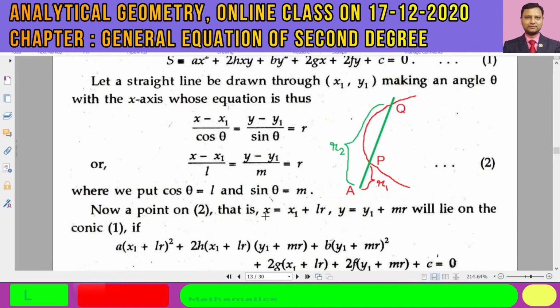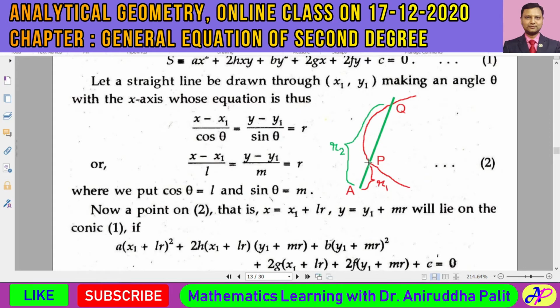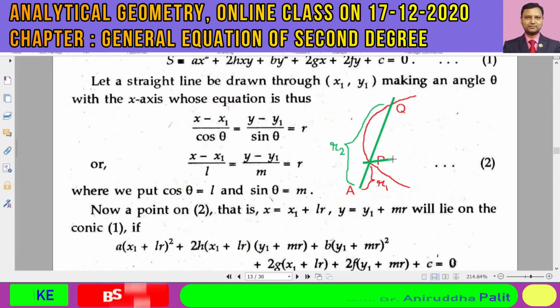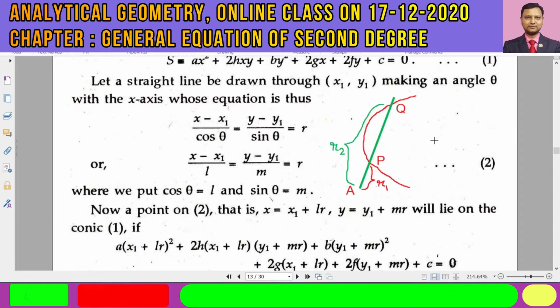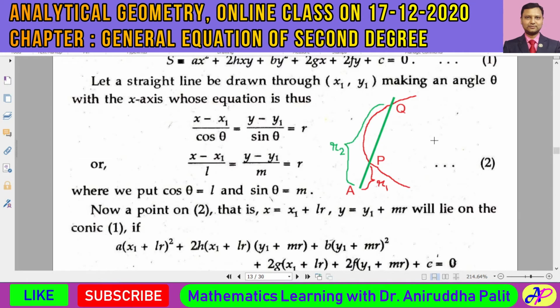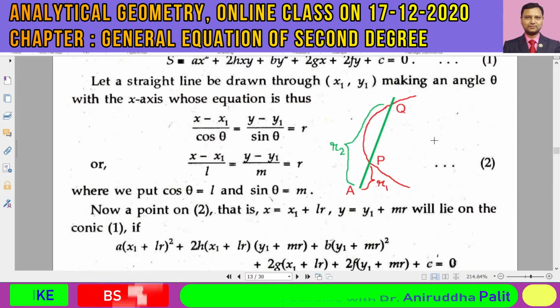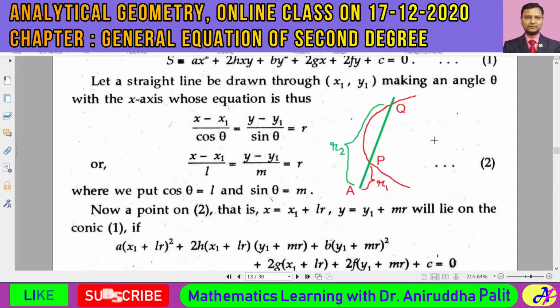Therefore, we can say that we would never get three different points of intersection. This is one point of intersection, this is another point of intersection. So we would not get three different points of intersection. At most, we will get two different points of intersection. It may so happen that R1 becomes equal to R2. In that case, P and Q will coincide with each other, and we will get the tangent at that particular point.